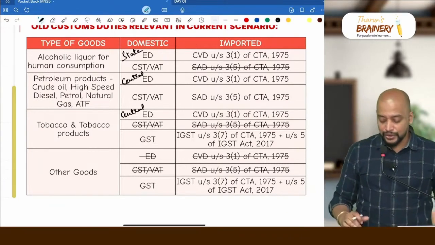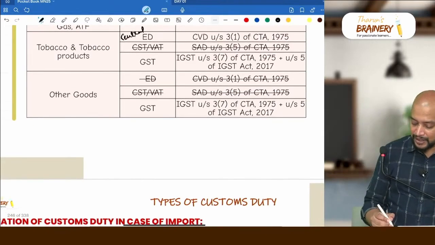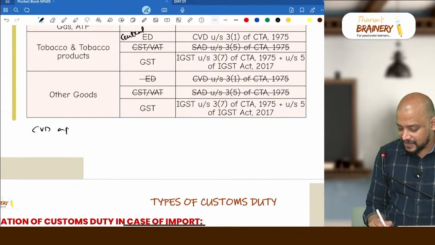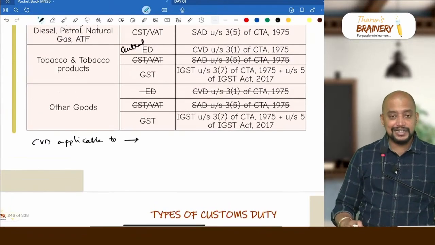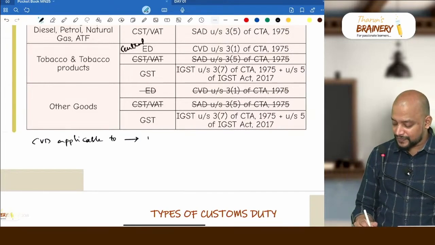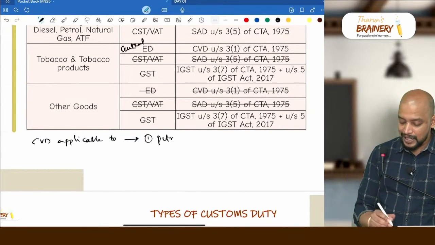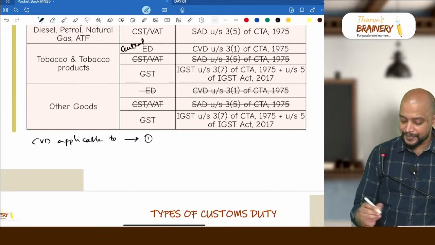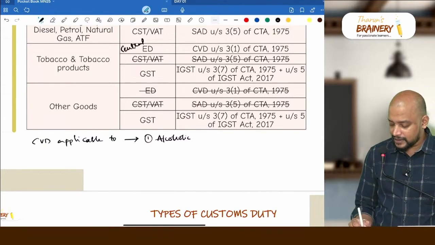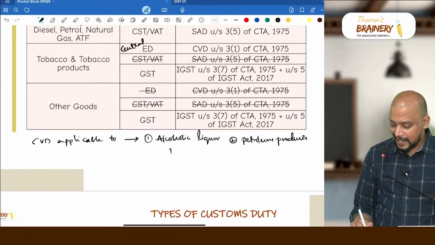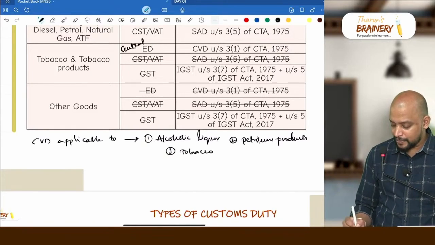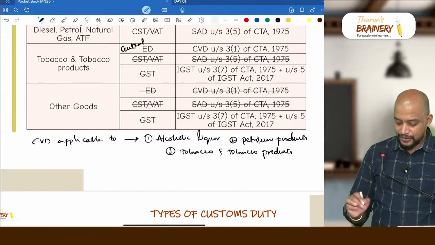From this, what is the conclusion? What are the goods for which CVD is applicable? CVD is applicable only for 3 goods, correct? What are the 3 goods for which CVD is applicable? Number 1, alcoholic liquor, number 2, petroleum products, and number 3, tobacco and tobacco products. So for these 3, CVD is applicable.